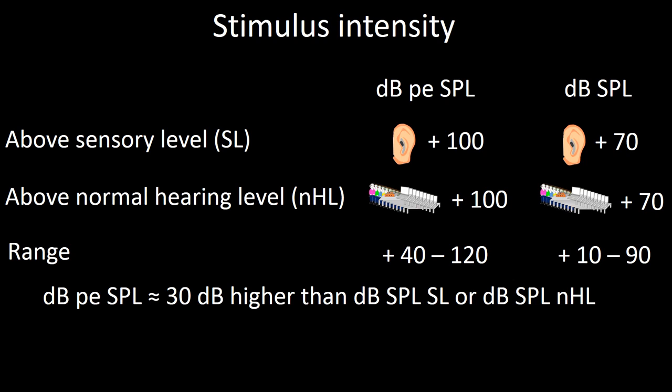In general, when using dB peak equivalent SPL instead of dB SPL, we need to use about 30 dB more. That is, we have to add about 30 dB when we use peak equivalent level to the intensity that we would add if we were using dB SPL.